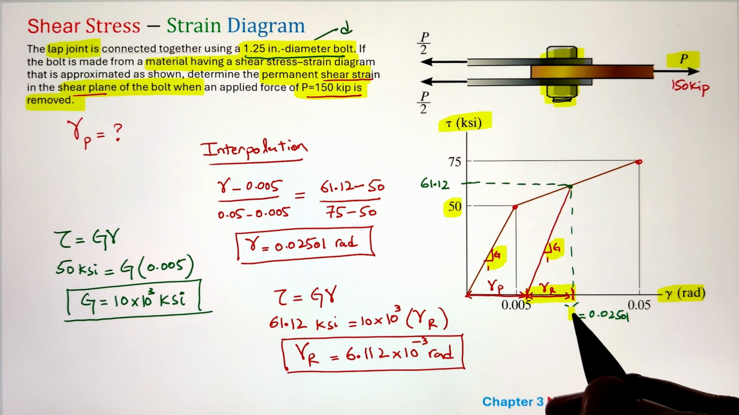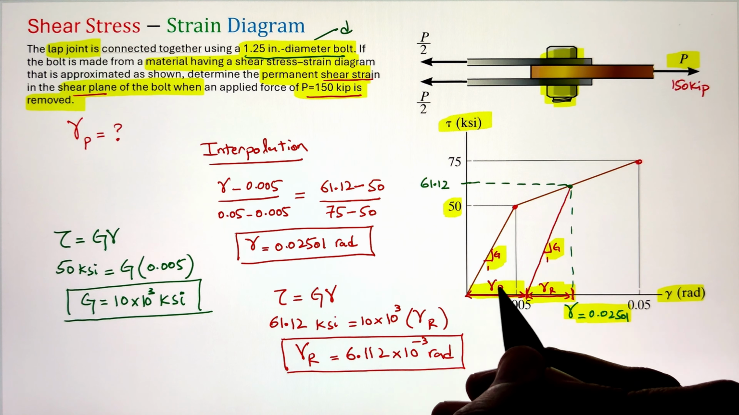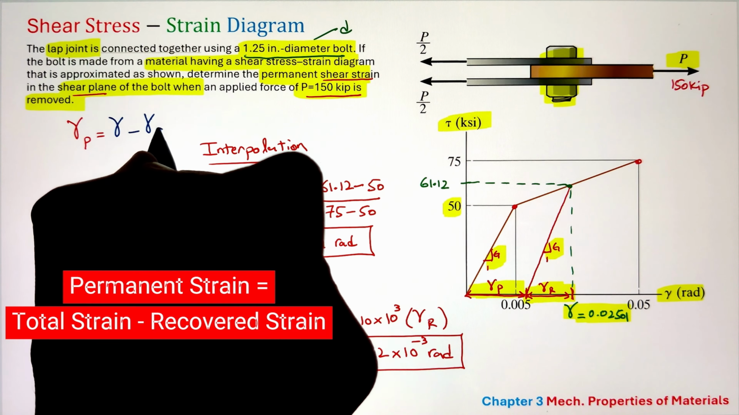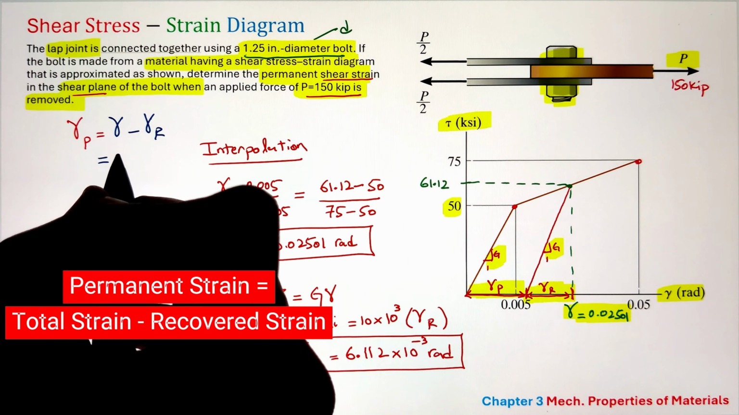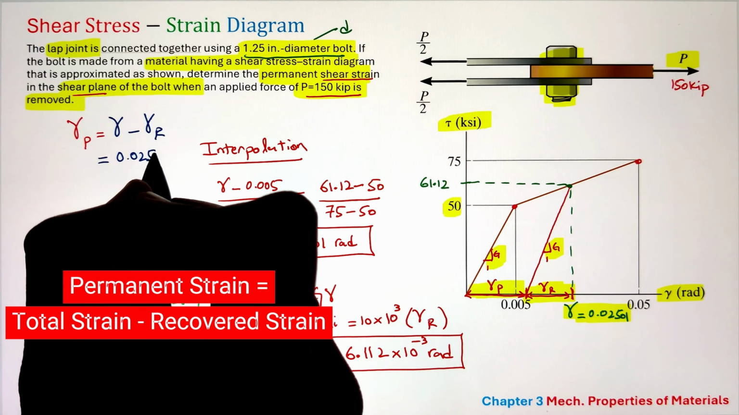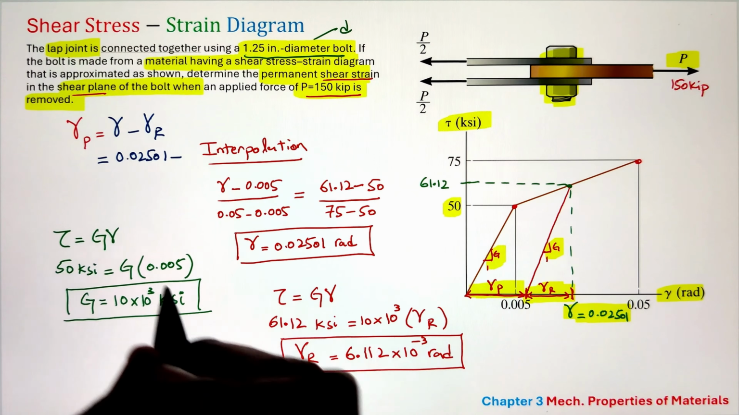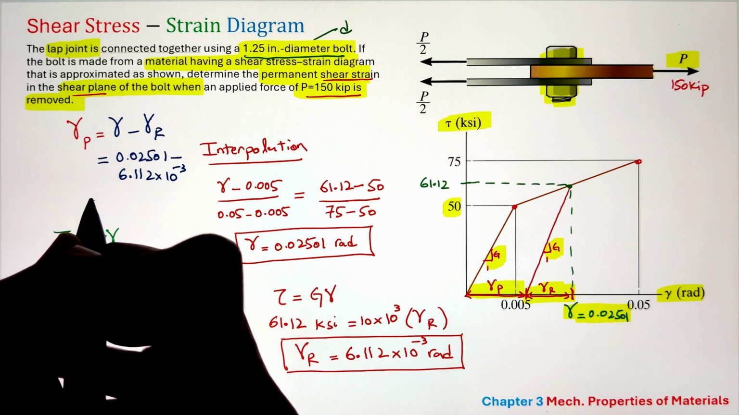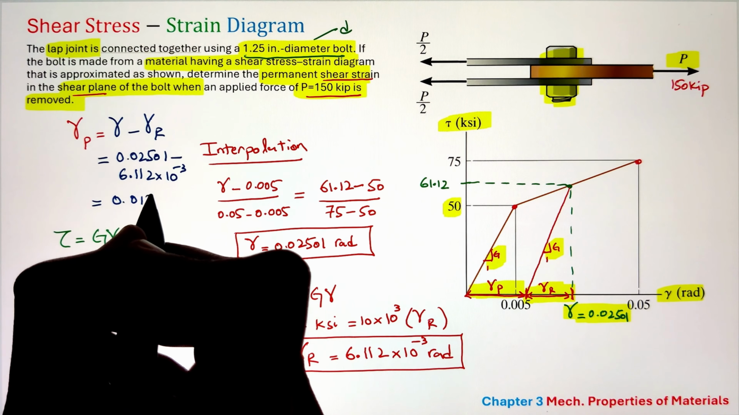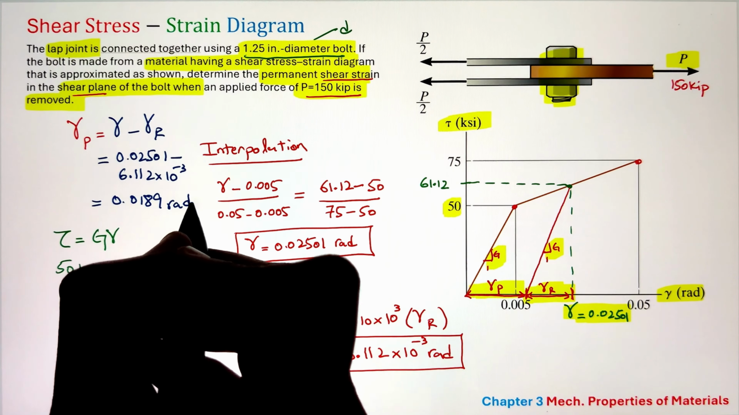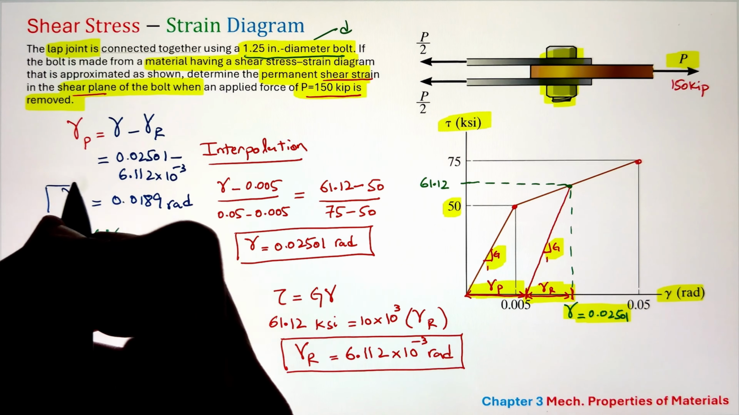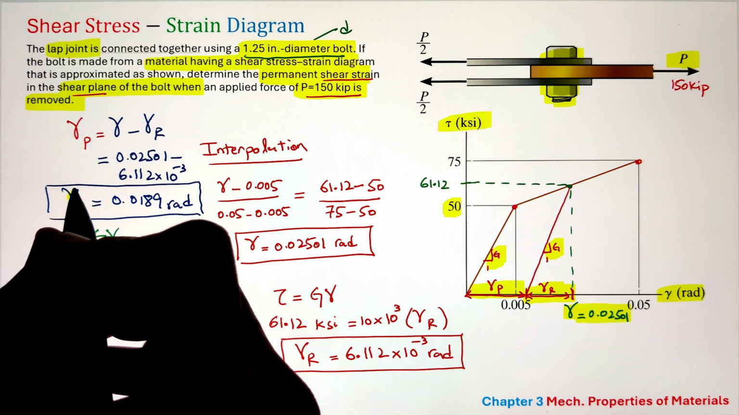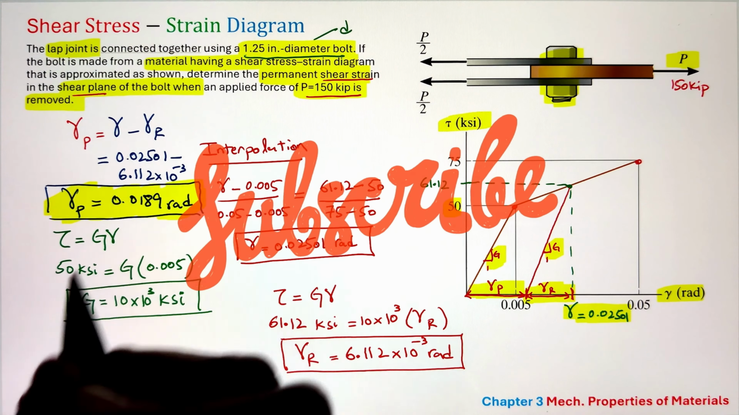Now, once we have the value of recovered strain, in order to calculate the permanent strain that will be developed in the bolt, we just need to subtract the recovered part from the total strain value. So, simplifying, our value of total strain was 0.02501, whereas the recovered strain is 6.112 times 10 raised to power negative 3. Subtracting the two terms, we get our permanent strain value equal to 0.0189 radians.